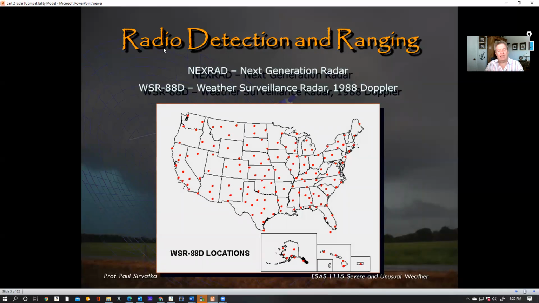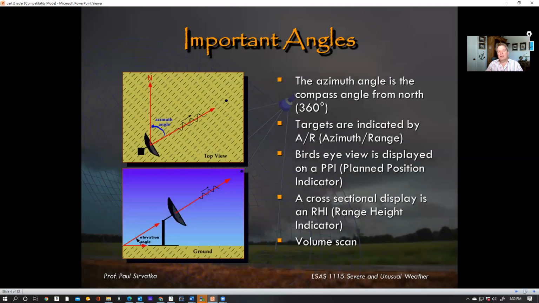So we've already said that radar is an acronym, it should be on your list: radio detection and ranging. NEXRAD is an acronym as well, Next Generation Radar. WSR-88D, another acronym. Weather Surveillance Radar, 1988 Doppler. Here's the location. We've already kind of talked about this in class. We have a really great network. The United States is premier in Doppler radar and getting good information and good networks that allow us to survey or surveil the atmosphere.